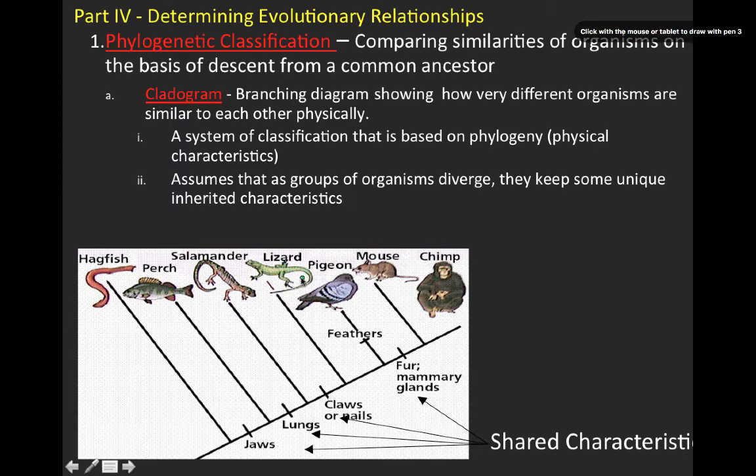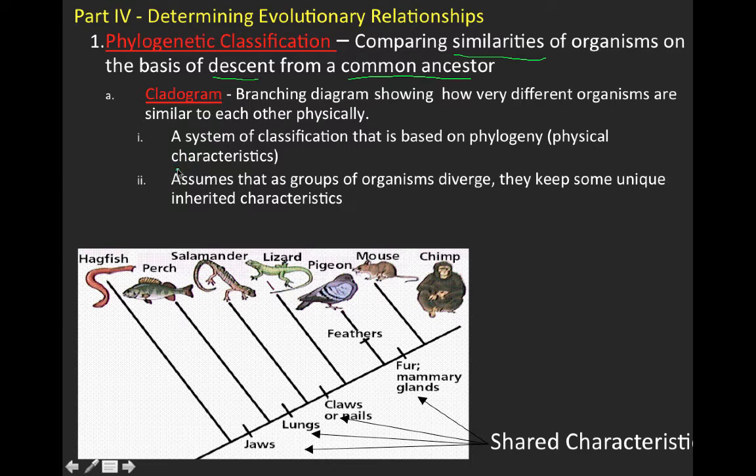So to begin with, we're starting off talking about phylogenetic classification and what that means. Well, really, it's pretty simple. We're looking at similarities and descent from a common ancestor. Those are the key words there. Similarities, descent of common ancestors. What it basically means is that there's the assumption that there's a common ancestor of living things, and that there's inherited traits and characteristics that are shared.